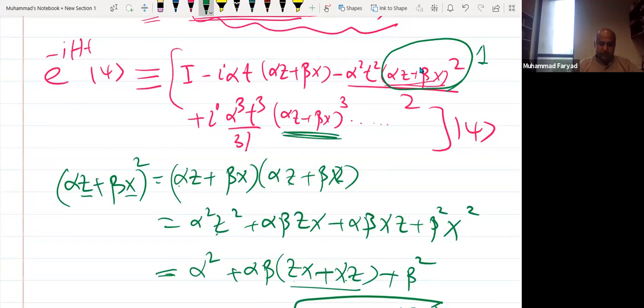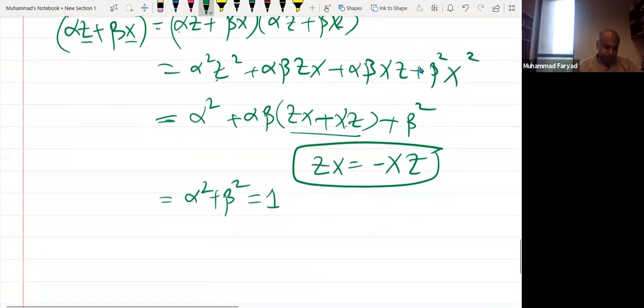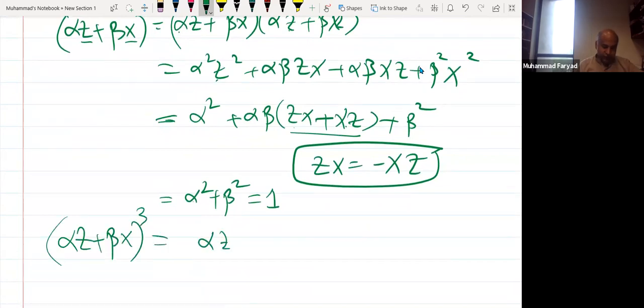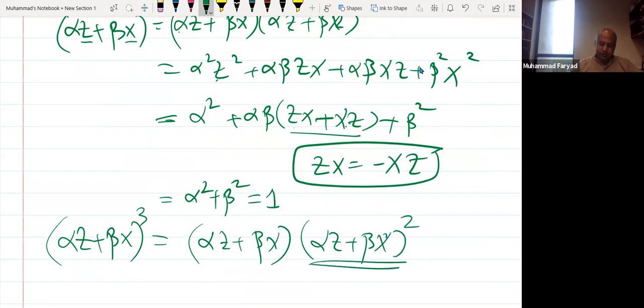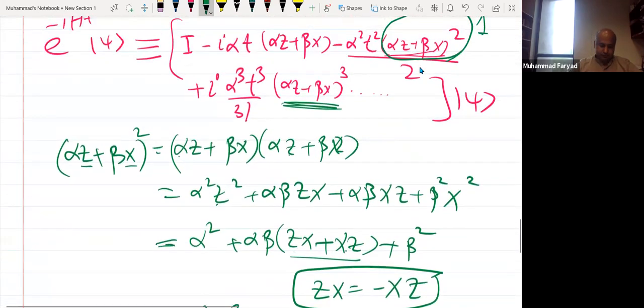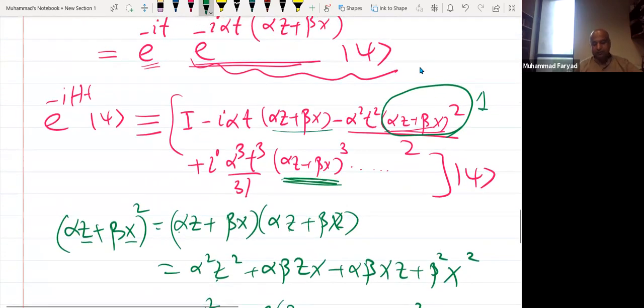Similarly, let's see what this term is, (alpha z plus beta x) cube. So (alpha z plus beta x) cube can be written as (alpha z plus beta x) into (alpha z plus beta x) square. But this is 1, we just saw. So this is just equal to alpha z plus beta x. And similarly, you can see the next term will have (alpha z plus beta x) power 4, and that would be 1. The following term would be (alpha z plus beta x) power 5, and it would be just alpha z plus beta x. So it means I can now group these terms into 2 groups.